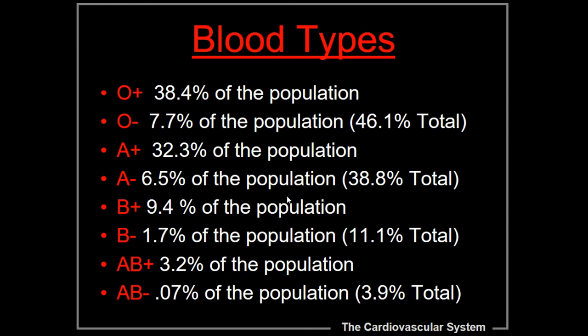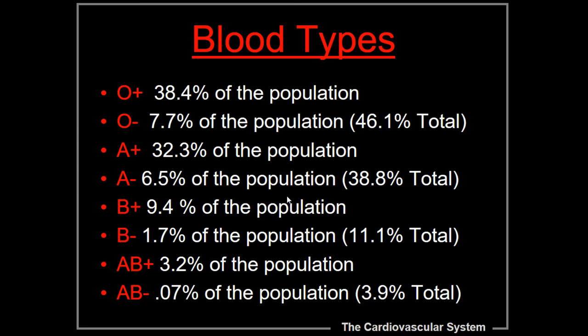So here are the blood types in the population, our population, just to give you an idea. The most common is type O positive at 38.4% of the population. Coming in second is A positive at 32.3% of the population. If you add in the O negative individuals at 7.7% of the population, that means just type O is almost half of the people walking around, at 46.1%.